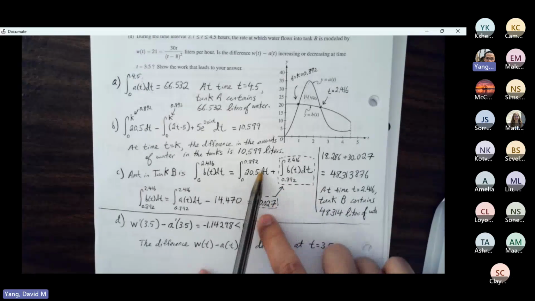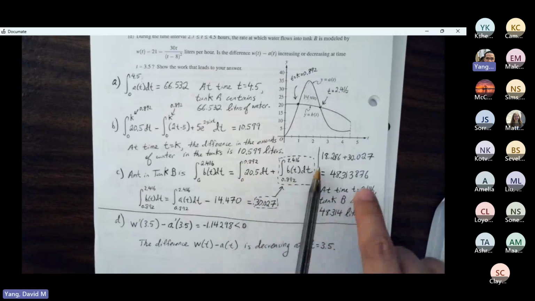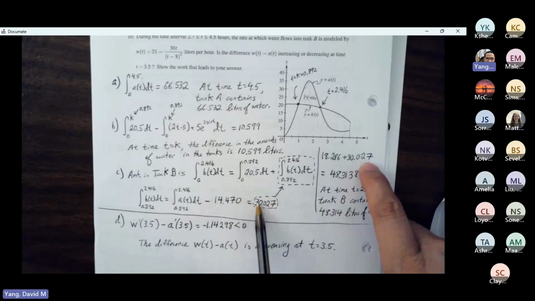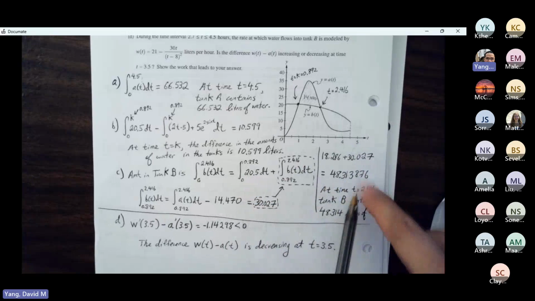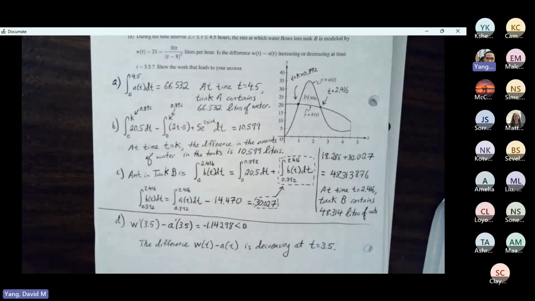We know that the water in tank B is going to start off with this amount plus this amount. If we add these together, 18.286, which is the result from this, plus 30.027 gives us 48.313. So we know that at 2.416, tank B contains around 48, or a little bit more than 48, liters of water.